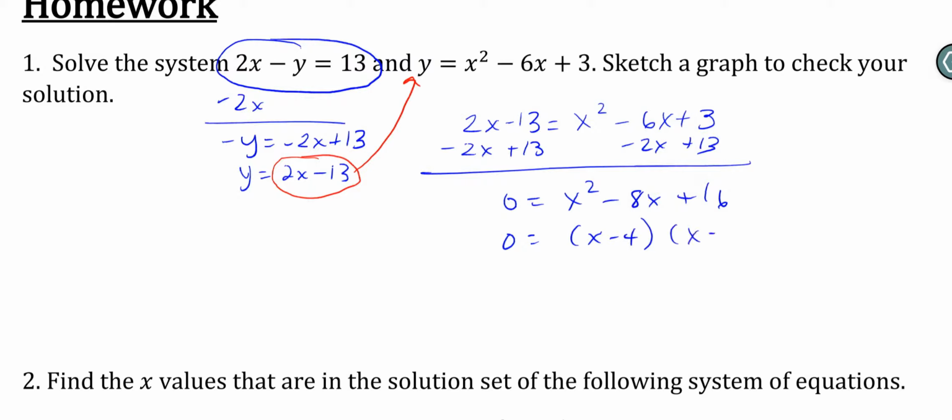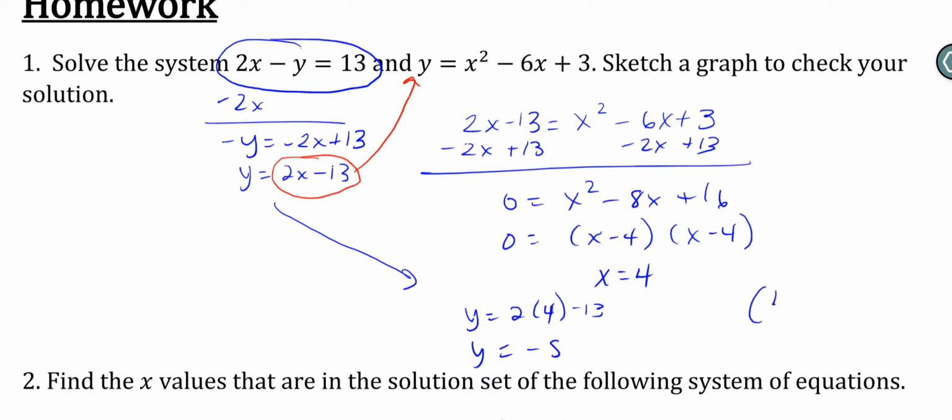X minus 4, x minus 4, and I get an x value of 4. Notice both are going to be the same solution, so I don't have to do it twice. Once I know the x value is 4, I'm going to figure out what the y value is. So if I plug into y equals 2 times 4 minus 13, so I'm essentially just plugging in there, I get y is equal to negative 5. So my solution is 4 comma negative 5. Remember to write your solution as ordered pairs.